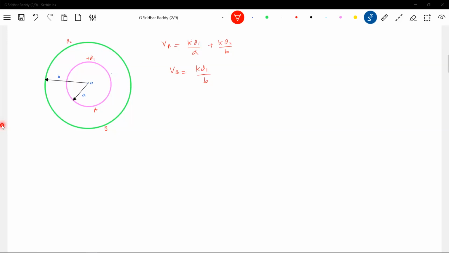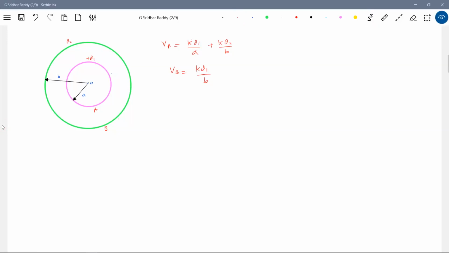Look at this one. The potential at B only due to shell A: the point lies outside, at what distance from the center? Plus, where is the point I'm finding the potential at? I assume that shell A is not there, only shell B. The point lies on the surface of shell B. So what is the potential on the surface of shell B? KQ2 by B. These are the potentials of shell A, and this is the potential of shell B.